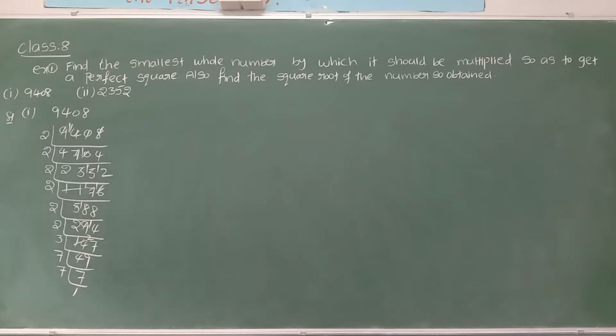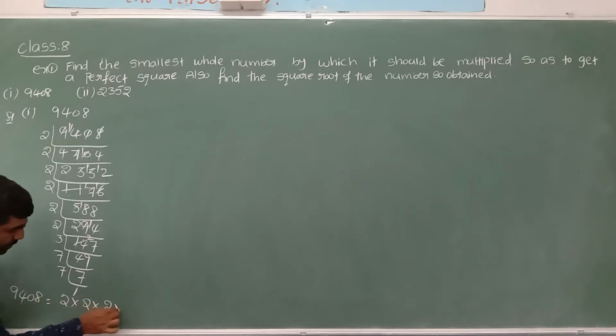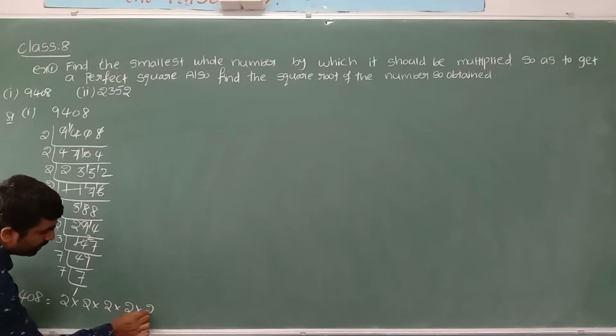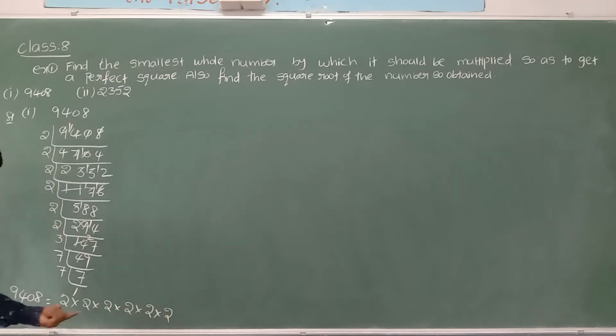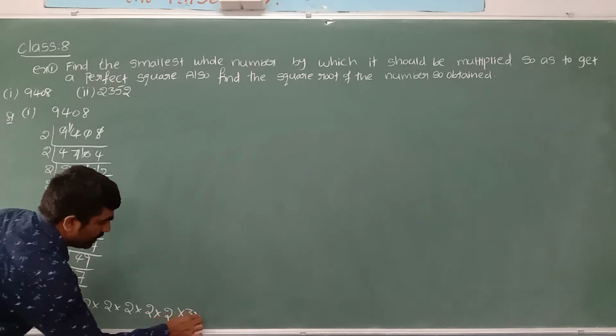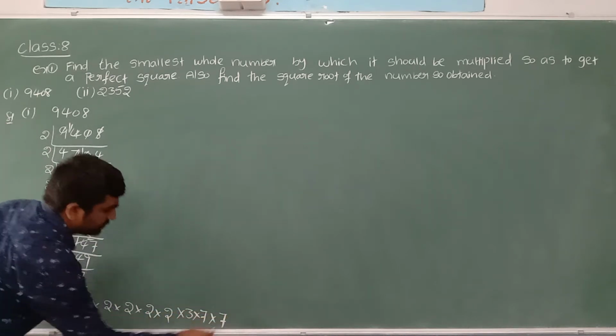All these numbers are what? They are prime numbers. Now see this, 9408. I can write it as a product of all these prime numbers. 1, 2, 3, 4, 5, 6: six 2s. 2 into 2 into 2 into 2 into 2 into 2. Yes, you can see six 2s. And 3 into 7 into 7.